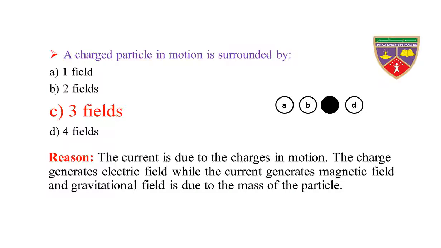Reason. The current is due to the charges in motion. The charge generates an electric field while the current generates a magnetic field, and a gravitational field is due to the mass of the particle. Hence, a charged particle in motion has three fields.